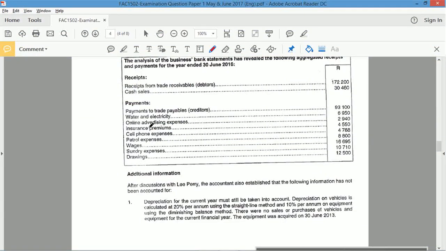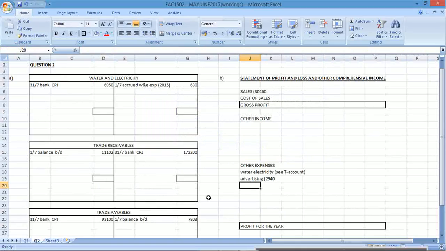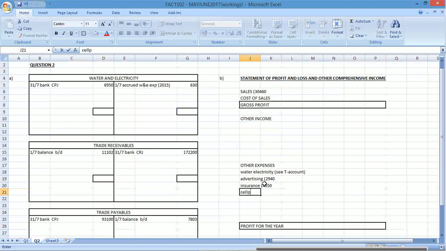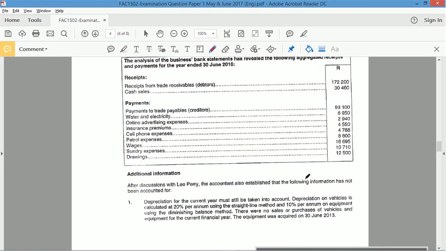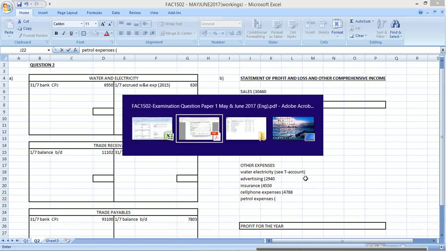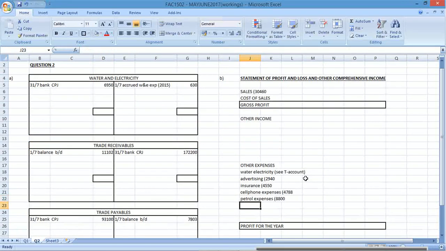Insurance, did I have insurance here? No, I didn't, so I'll put it here. Insurance, how much? 4550. Yes. What's next? Cell phone expenses. Do I need it? Yes. Cell phone expenses, open brackets, how much? 4788. Great. Petrol expenses. Another one. Petrol expenses, open brackets, how much? 8800. Got that?